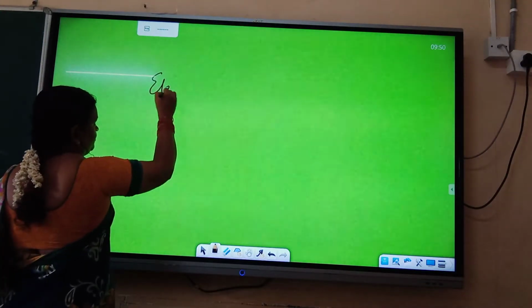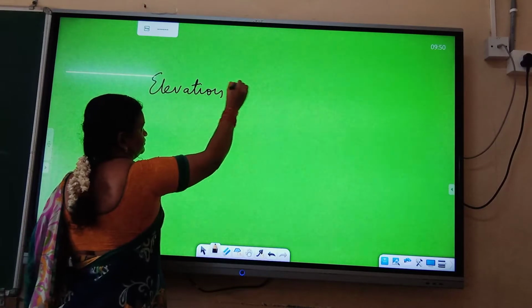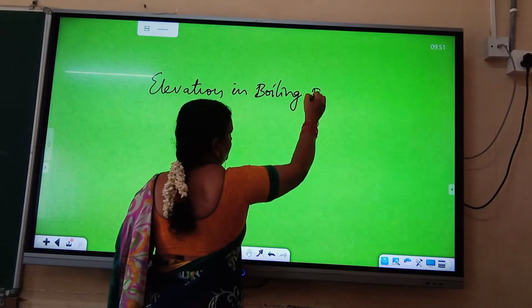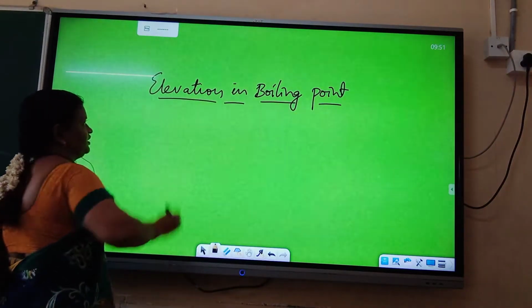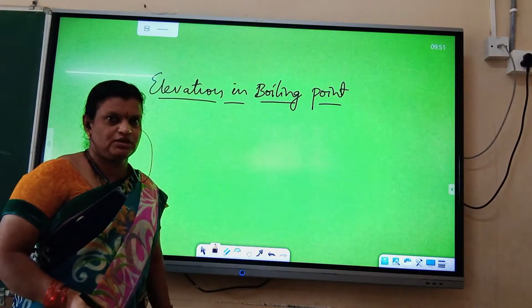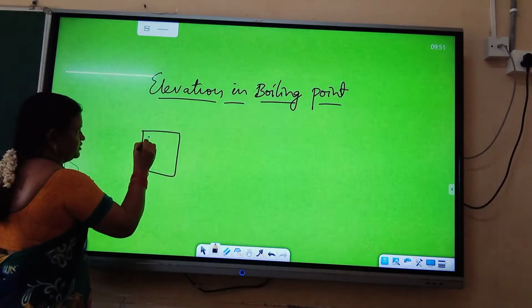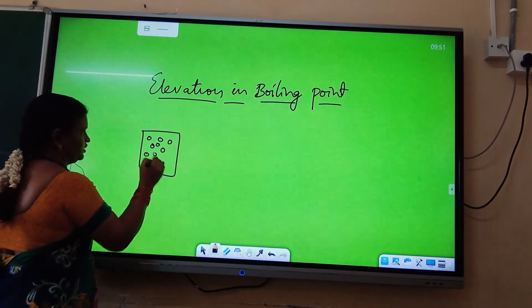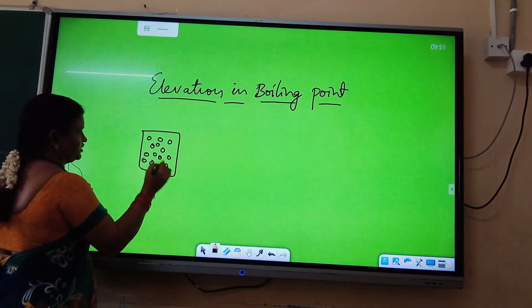First thing, elevation in boiling point. Elevation means increasing. Boiling point increases along with the pressure. How does it increase? Now let us take one liquid. Here we are discussing water. We have taken water in one container, and this is a closed container, children.